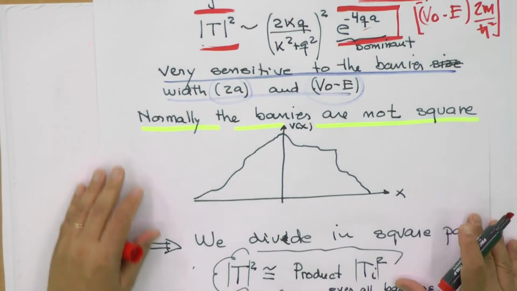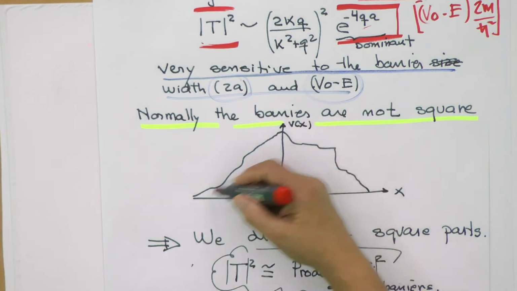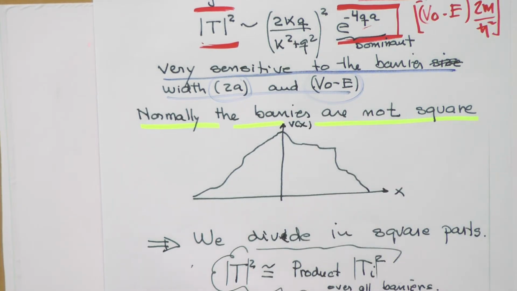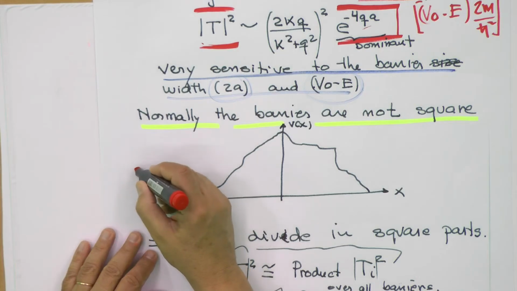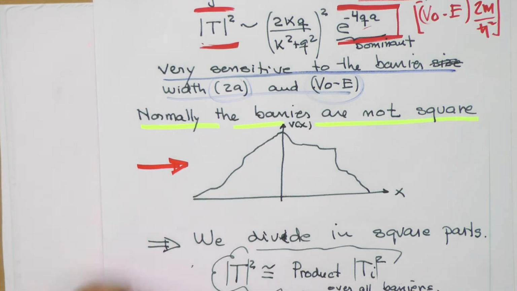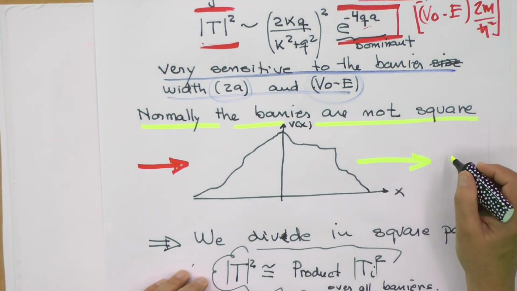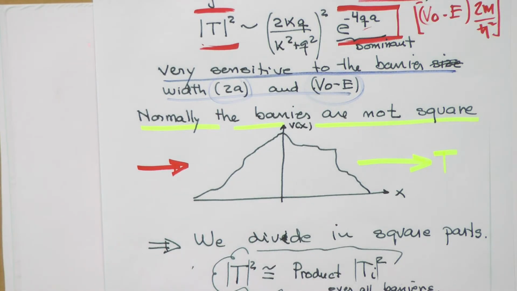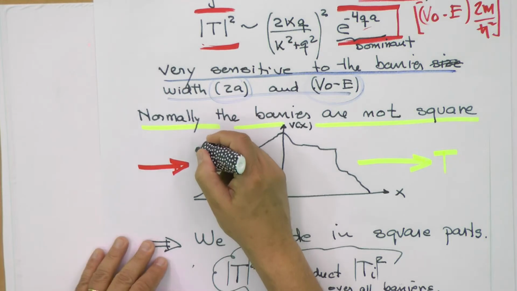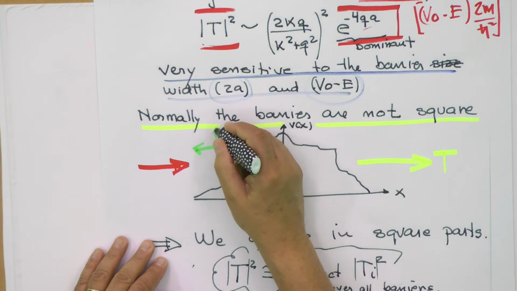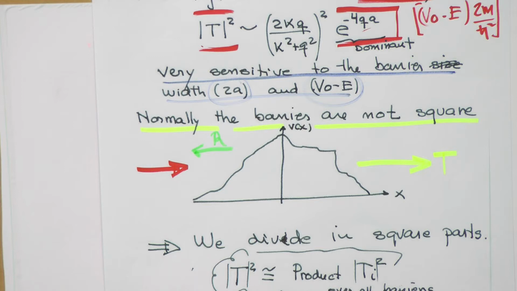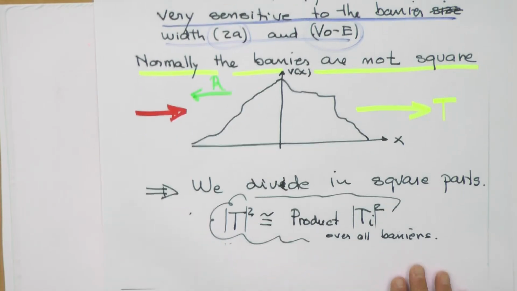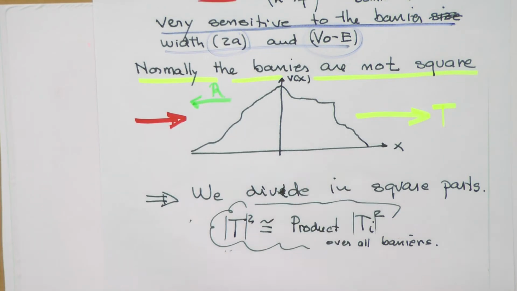So if we can have any shape, I choose any shape here. And we have an incoming flux. We have a transmitted flux. And we have a reflected part. But we learned how to solve a problem of a square barrier, right? A rectangular type. How do we deal with this problem here?